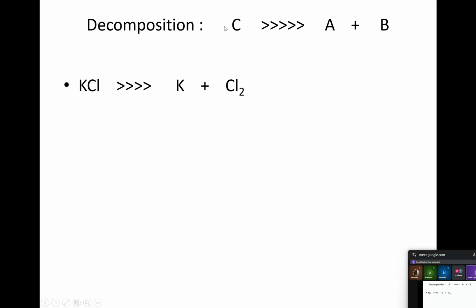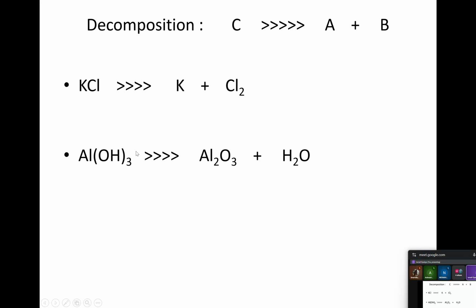So now, decomposition. You have a single reactant here, and then it divides, or let's use decompose. So you decompose and then you have formation of two products. So C gives A plus B. For example, KCl decomposes to give potassium and then evolution of a gas. So you're going to have an arrow that points upwards here, showing that there's evolution of a gas.